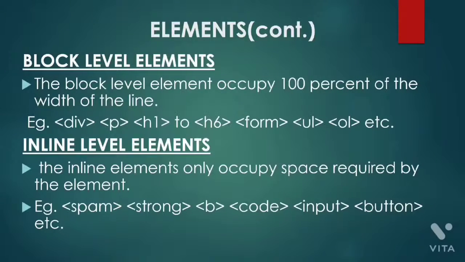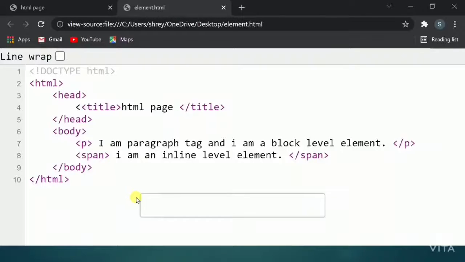So now let's see the difference between block level elements and inline level elements. Let's consider this program. This is a basic HTML program. In this we have used different tags like head tag, HTML tag, body tag, paragraph tag. As we have seen previously, paragraph is a block level element and span is an inline level element. So now let's see how block level and inline level elements make a difference in the web page.